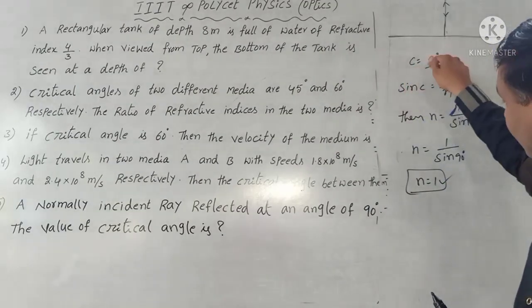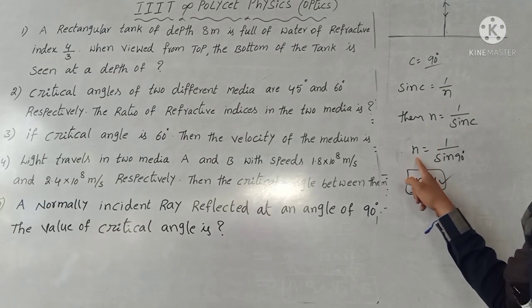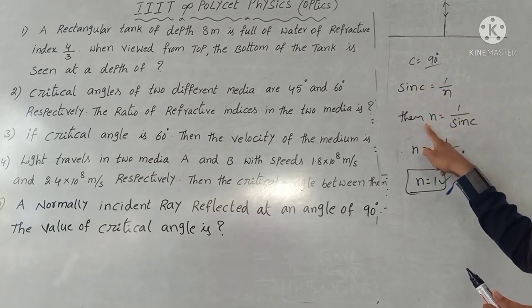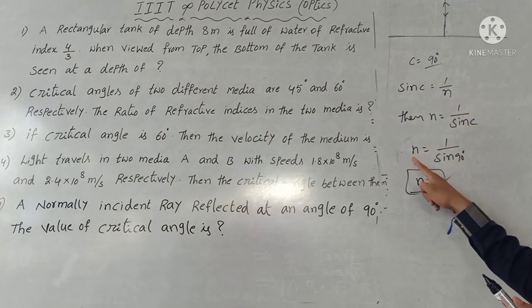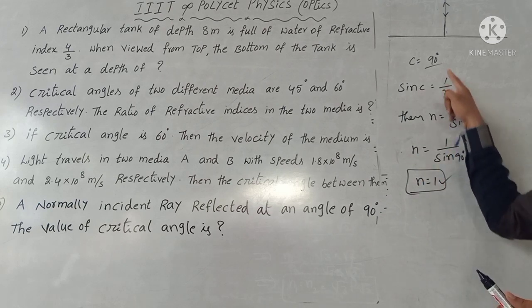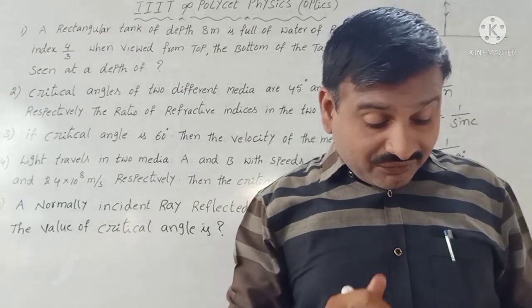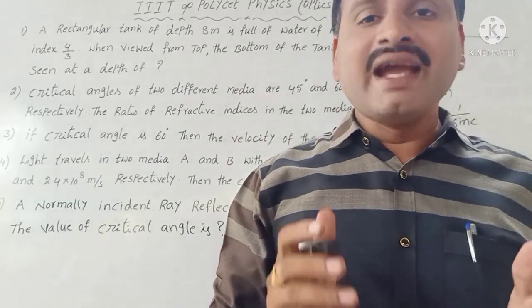But here the refractive index is being asked. So we use the formula sin C = 1/n. Then n = 1/sin C. With C equal to 90 degrees, the n value is 1. Refractive index 1 is air.